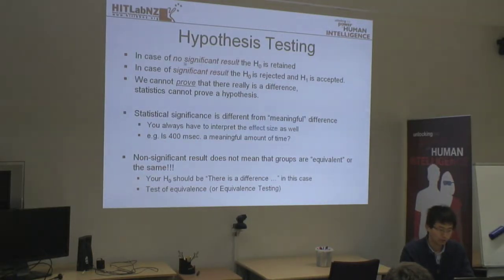So in the case of no significant result, which means the p-value is higher than the alpha level, then we conclude that the null hypothesis is retained. So we cannot really say if there is a difference between the two. So we retain it. In case of a significant result, which means the p-value is lesser than alpha, we can reject the null hypothesis and accept or support the alternative hypothesis.